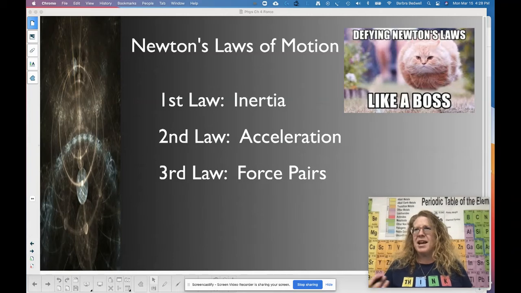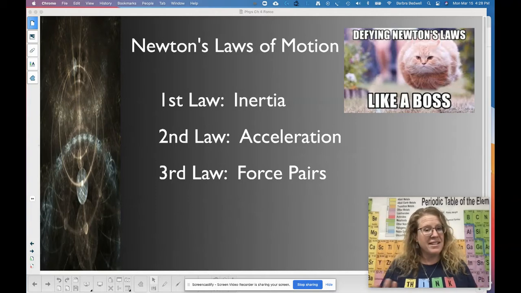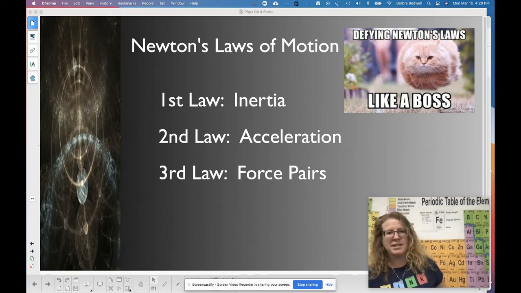So just as a reminder in terms of language. Newton's first law of motion is what we would call inertia. An object at rest tends to stay at rest. An object in motion tends to stay in motion unless acted upon by an outside unbalanced force. That's the part they always leave off. But an object at rest tends to stay at rest.